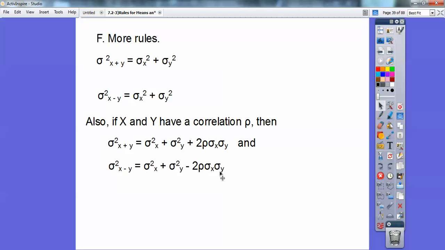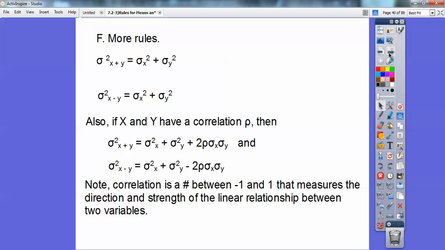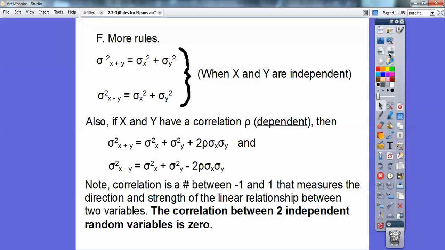Your standard deviations of x and y are just the square roots of your variances of x and y. Okay. So the correlation is always between -1 and 1. It measures the direction and strength of the two variables. And the correlation between two independent variables is 0. So if they're independent, we don't have a correlation, and we don't have to worry about it. We just use these rules right up here. So up here is when they're independent, and this is when they're dependent. I don't know if you have that written in there, so go ahead and write those in your notes.